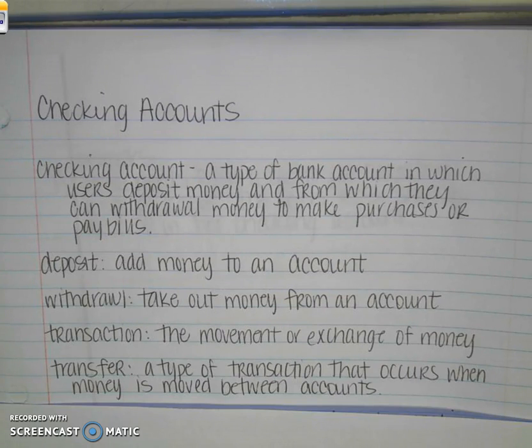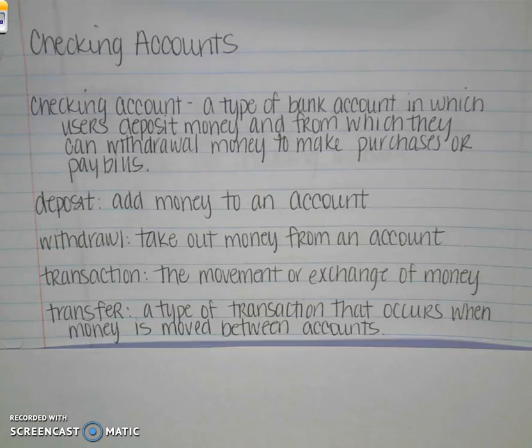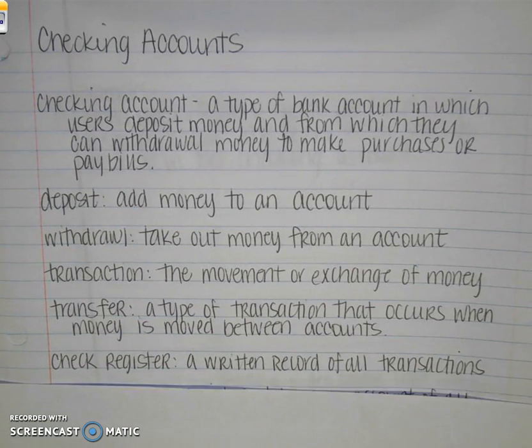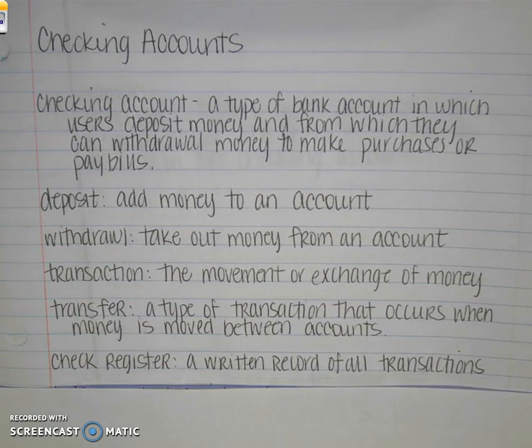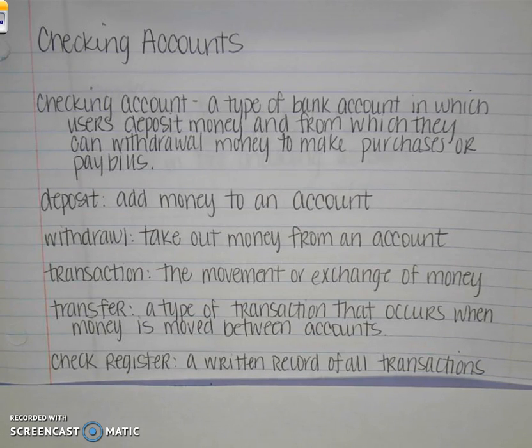So if I were to, let's say, oh my gosh, I don't have enough money in my account, I could transfer money from a savings account into a checking account. So a transfer is just when you take something from one account and you would move it to another account. You personally don't do that. You would ask the bank to do something like that. Okay? All right. The next one is something called a check register. A check register is just a written record of every transaction that has occurred in your account.